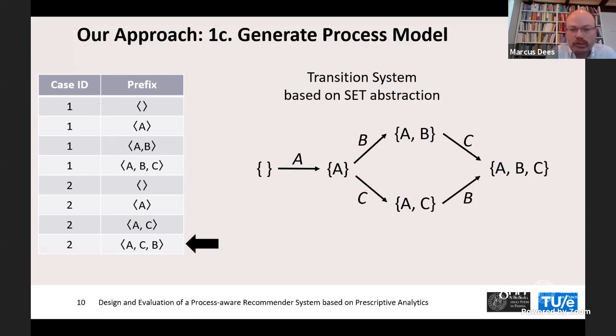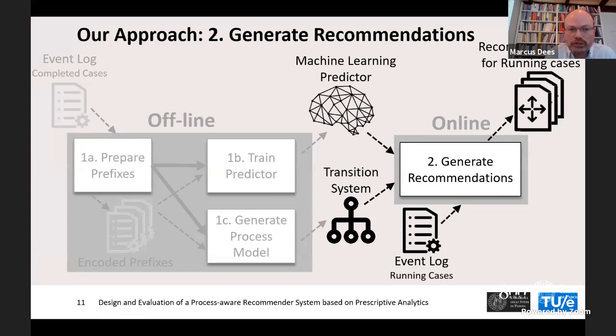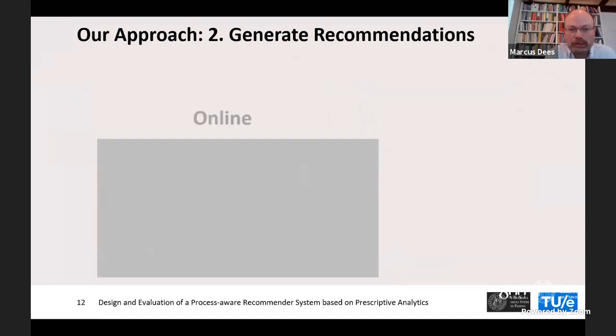And in this way, we obtain a transition system, which will be used when we are going to create the recommendations. So we got our transition system, our predictor. So the next step is to generate recommendations for the set of running cases. And this step also consists of multiple substeps.